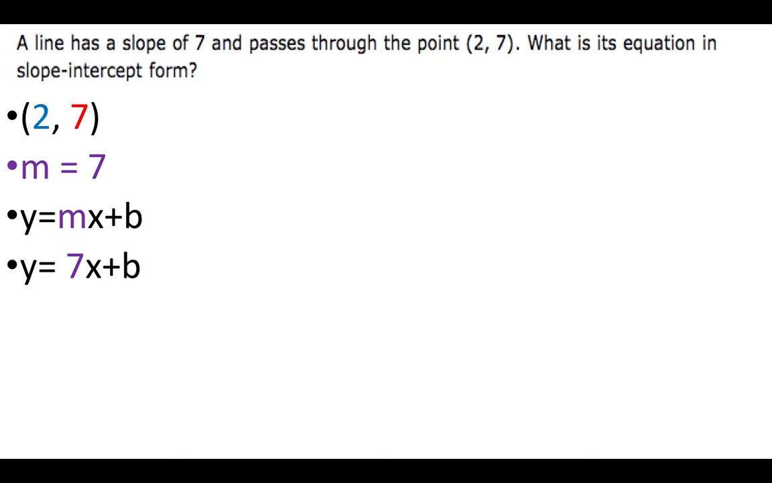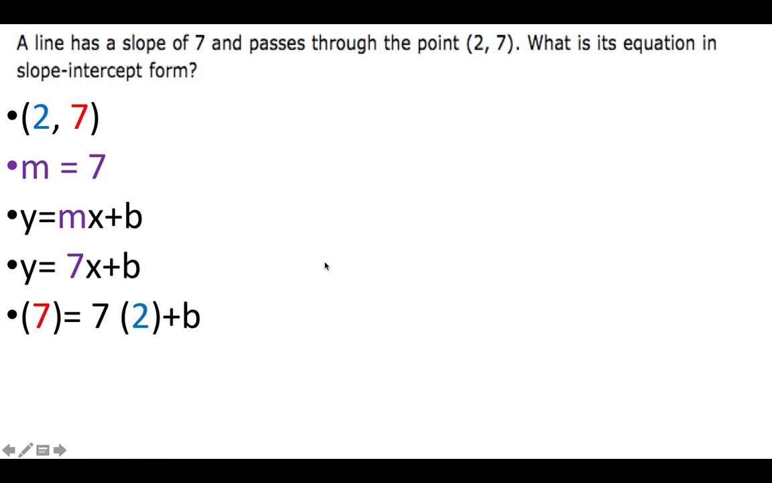Now that I have my slope substituted, I have a problem. I have this plus b here. Now b is not a number, so I've got to find out what b is using the information that I'm given. I have an x right here and a y, and I also have an x right here and a y. So I'm going to substitute the x and y that are found right here. X is 2, y is 7. So let's go ahead and substitute that.